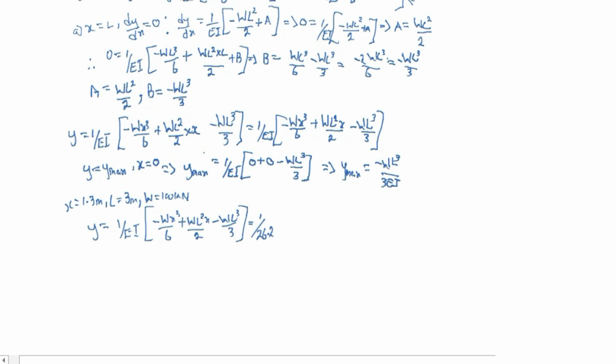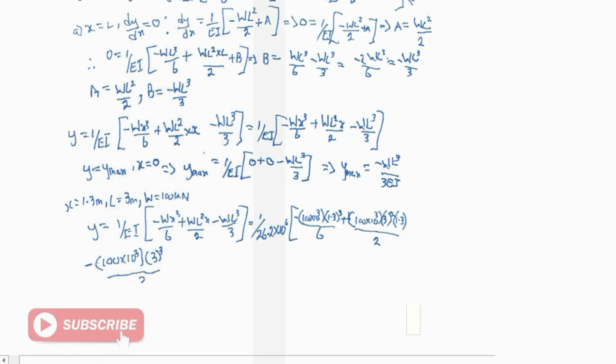So having our values, we have 1 over 26.2 times 10 power 6, which is our EI, times minus 100 times 10 power 3 multiplied by 1.3 cubed divided by 6, plus 100 times 10 power 3 multiplied by our L, which is 3, squared, times 1.3, all divided by 2, then minus 100 times 10 power 3 multiplied by 3 raised to the power of 3 divided by 3.